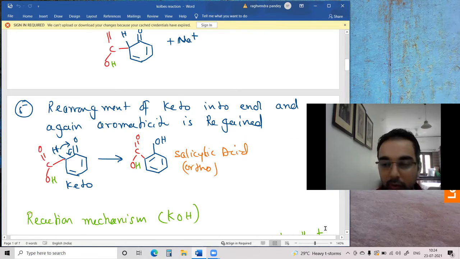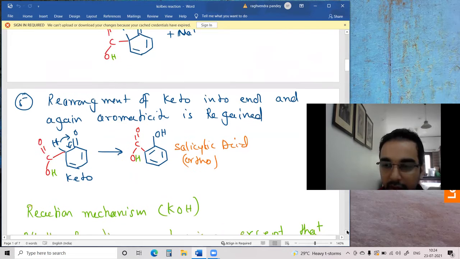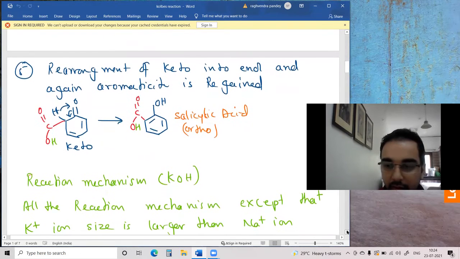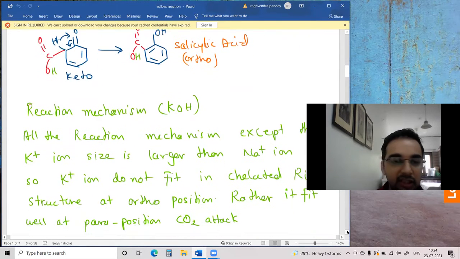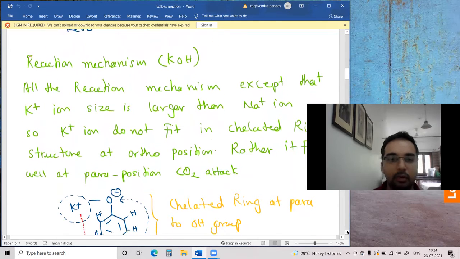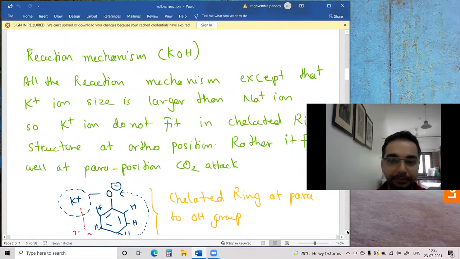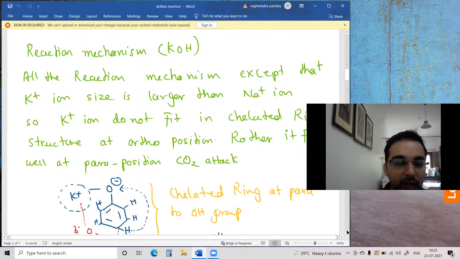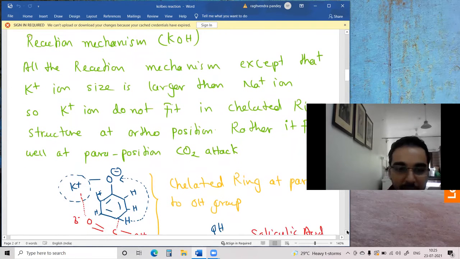Now coming on to the reaction with KOH. KOH gives the para product. Okay, it also gives the salicylic acid, but it gives the para product. And why does it give the para product? Let's see this one. Now the reaction mechanism, if you see, is all the same.